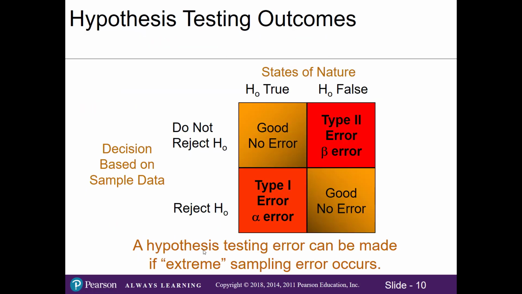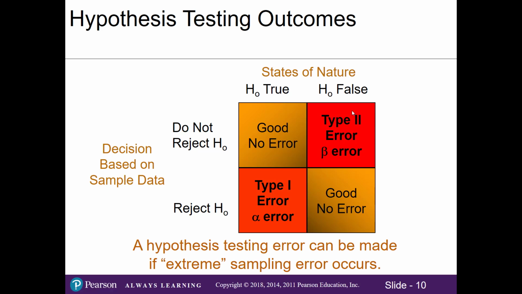Here are the possible outcomes of hypothesis testing. Recall in Chapter 7, we learned about sampling error, where our sample is never going to be a perfect number to match our population parameter. So because of the potential for extreme sampling error, two possible errors can occur when a hypothesis is tested. We might have a type 1 error or a type 2 error.